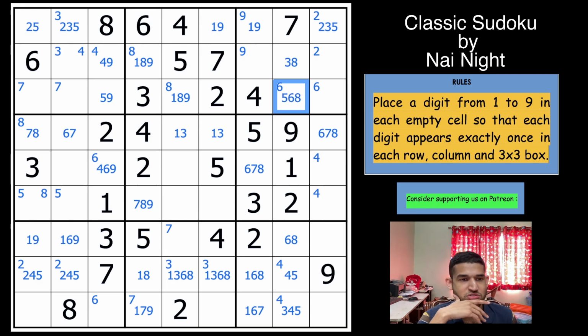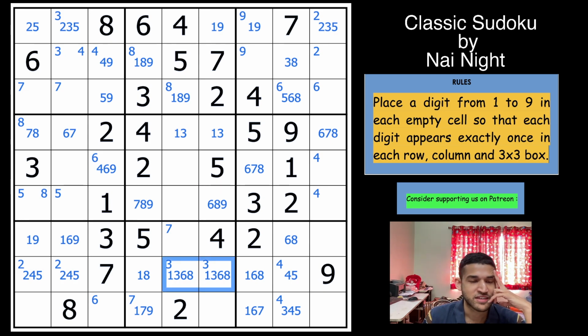Wow. So many pencil marks, guys. Wow. What a Sudoku. And let's come over here. This is 6, 8 and 9. So perhaps I may even be forced to use this, I think. That would give a 1 in these two cells, right?